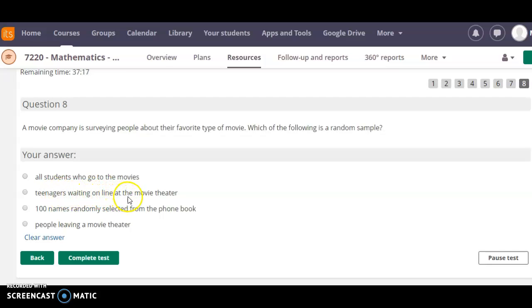Teenagers waiting in line at the movie theater, well, that's just teenagers, and we're talking about people. People leaving a movie theater, well, that's going to be biased, because you're asking just the people that happen to be at the movie theater that day. So your best bet is 100 names randomly selected from the phone book. And I know y'all don't really understand the whole concept of phone books, and that's not a perfect one, because like we said before, everybody's not listed in the phone book, but that would be your best answer.